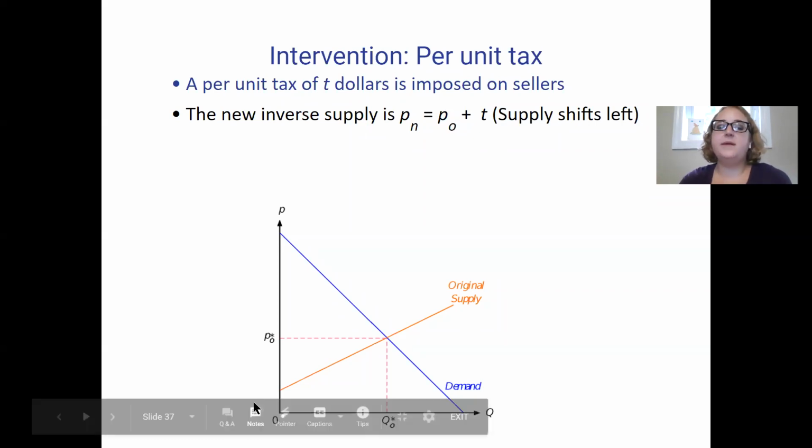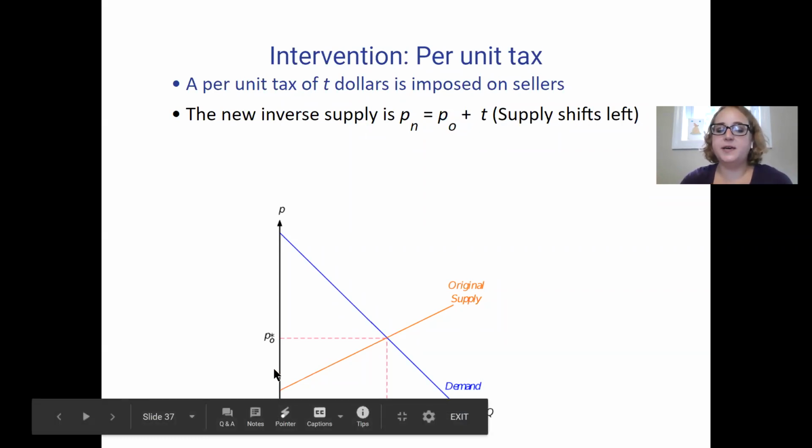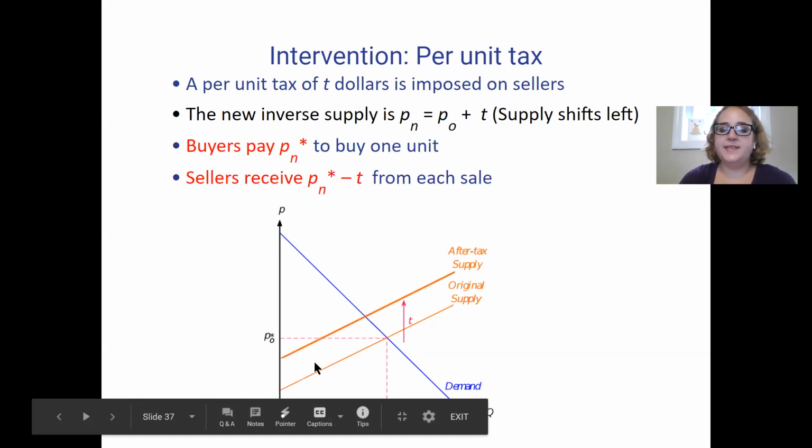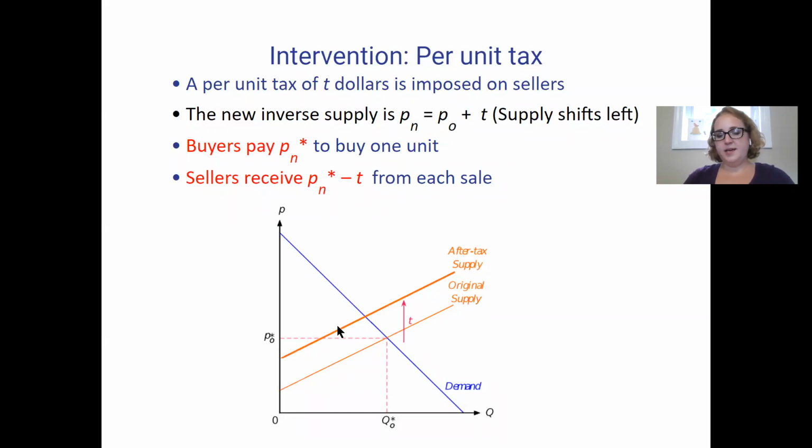What does that do? That makes the intercept higher. So it's going to shift back the original supply, and we're going to get to a lower supply curve, this after tax supply. So supply shifts to the left because of the tax. And you can think now every unit sold is $5 more than it once was, or whatever the tax amount is.